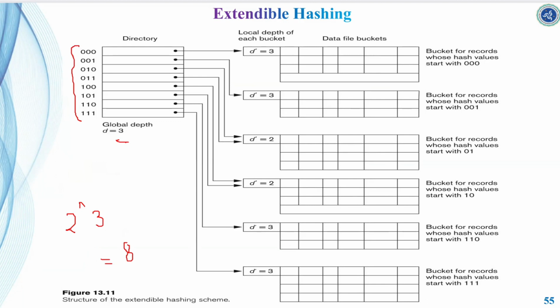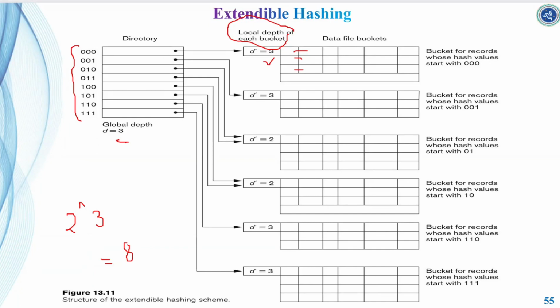So what will be the number of records in a bucket? This is a single bucket. This is a bucket. This is a bucket. This is a bucket. And we can have the records. The number of records that each bucket can contain is defined by the local depth. The local depth of each bucket is given here as D dash. So here this is bucket 0 with a local depth value of 3, so the number of records it can contain is 1, 2, and 3.